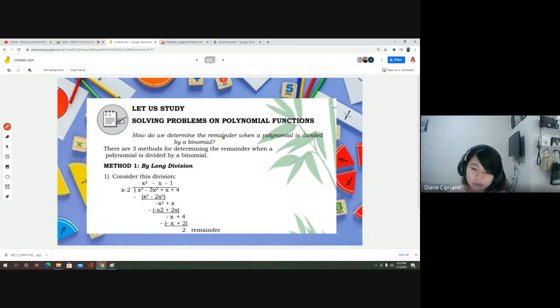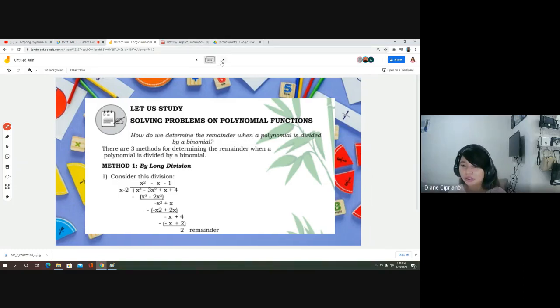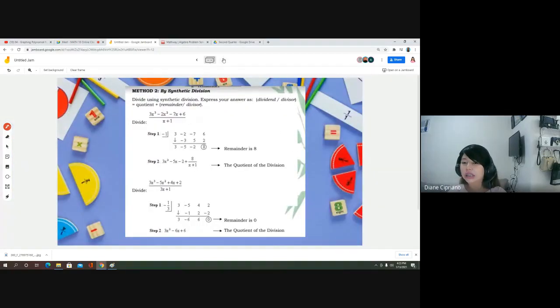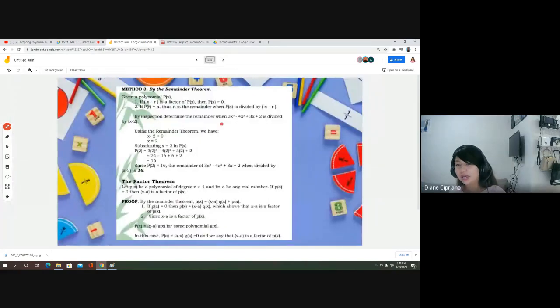Okay. Next. On this case, let us study solving problems on polynomial functions by long division. Para sa pag-solve ng problem ng polynomials, pwedeng gamitin yung method 1, which is the long division. Method 2 is the synthetic division. Method 3 is by the remainder theorem. The factor theorem, pwedeng gamitin yan.